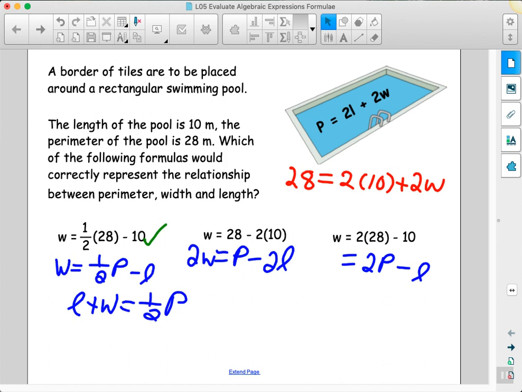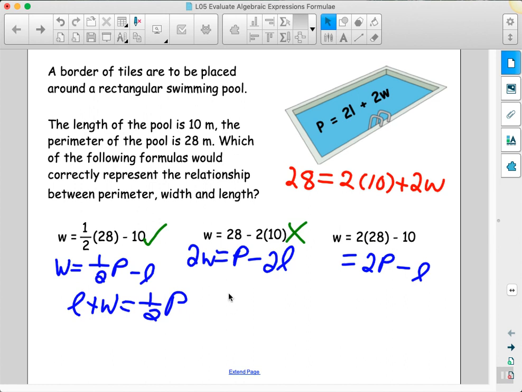Now let's look at this one in here. This is the perimeter, and that's minus 2L. The perimeter minus 2L should not be 1W, it should be 2W. So this is wrong, and underneath it, I have written a correct version of it.